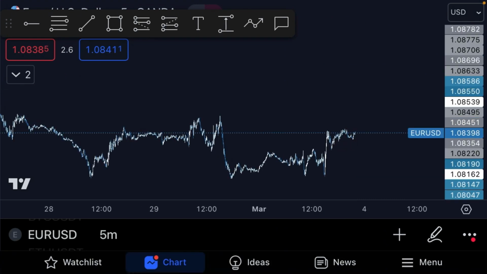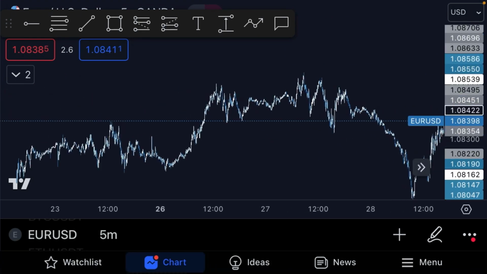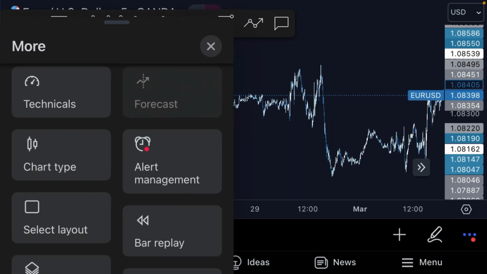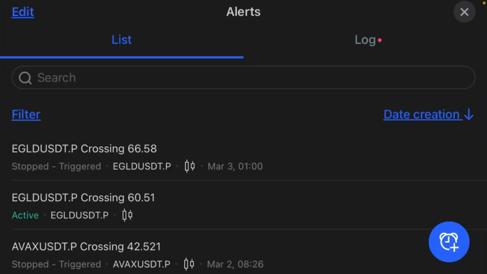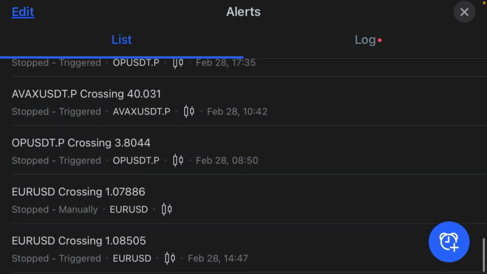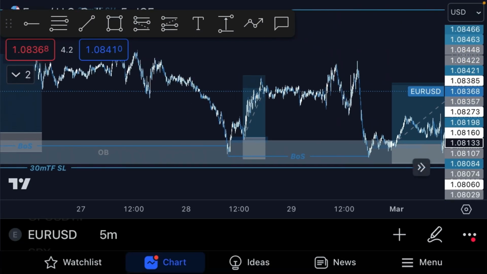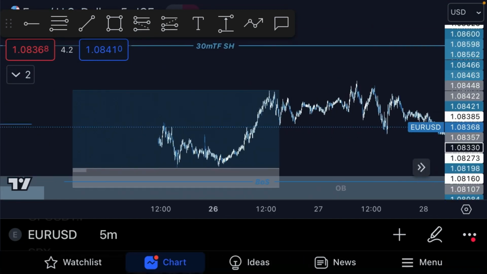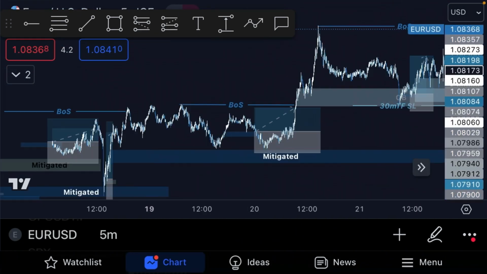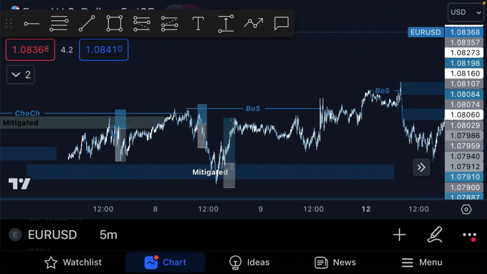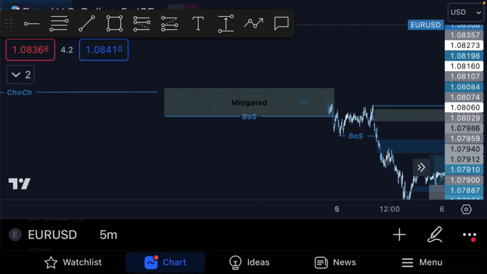You can see mine. You can see one, two. We got this. You can see the trades I took for it. You can see all the trades I've been taking using my strategy as well.